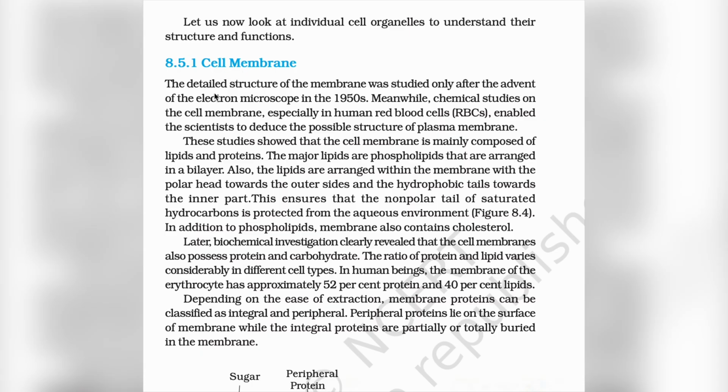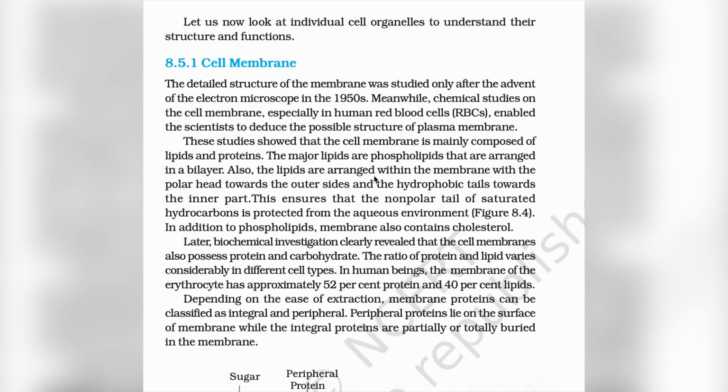First, cell membrane. The detailed structure of the membrane was studied only after the advent of the electron microscope in the 1950s. Meanwhile, chemical studies on the cell membrane, especially in human red blood cells (RBCs), enabled the scientists to deduce the possible structure of plasma membrane. These studies showed that the cell membrane is mainly composed of lipids and proteins. The major lipids are phospholipids that are arranged in a bilayer.